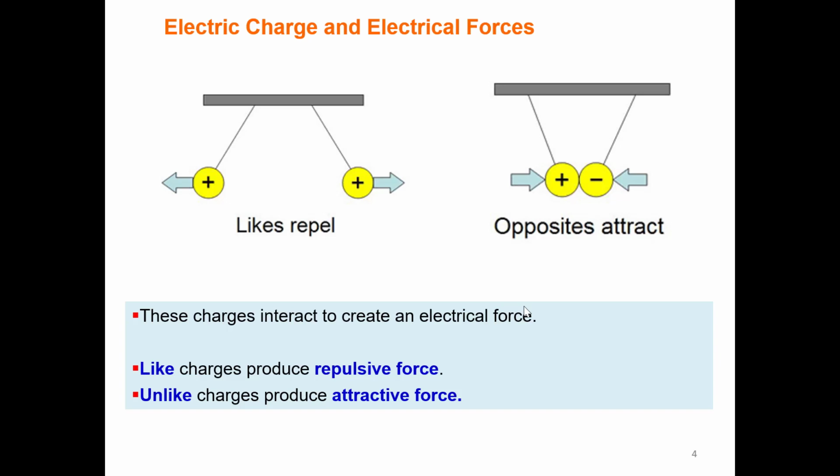When electrical charges interact, they create an electrical force. If the charges are alike, for example if both charges are positive, then they produce a repulsive force. If the charges are unlike, meaning one is positive and the other is negative, then they produce an attractive force.